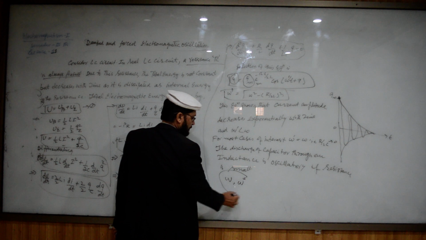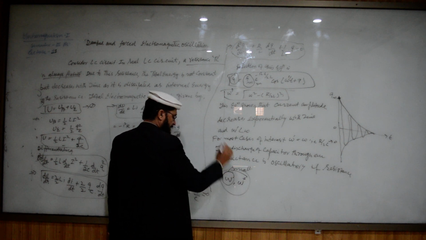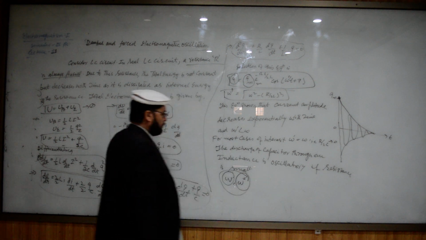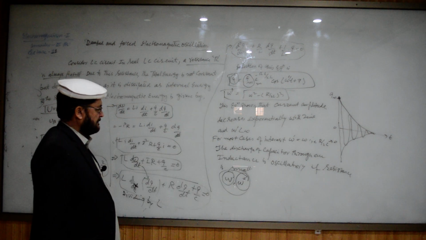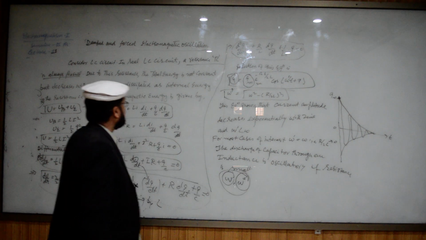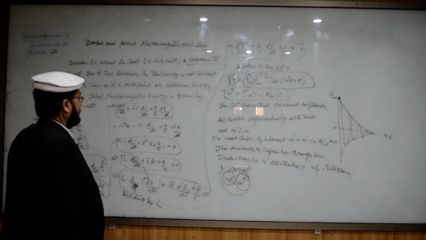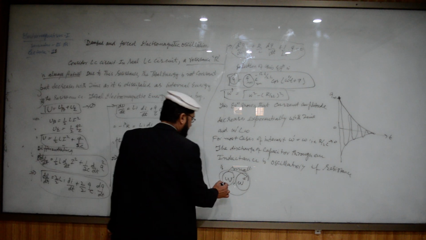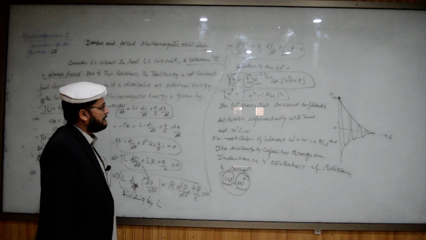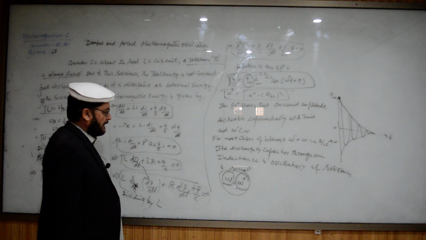There is a difference between omega and omega double prime. What is the difference between the two? This is the initial frequency, and this is the frequency due to forced oscillation. Now what will happen when both the frequencies, that is natural and forced oscillation, become equal? Then you will have a resonance phenomenon.